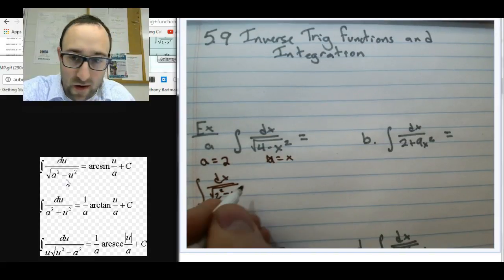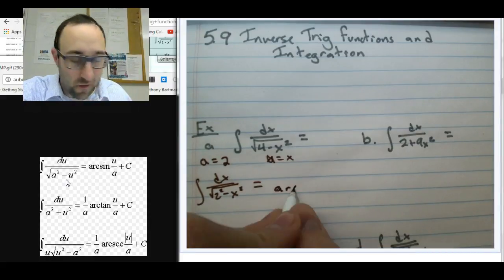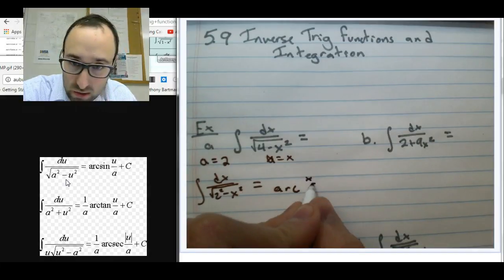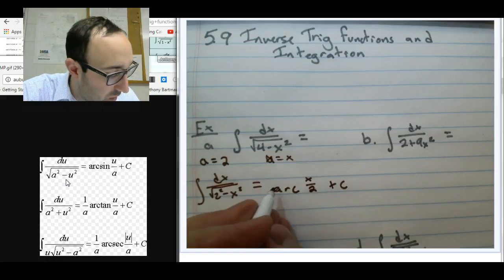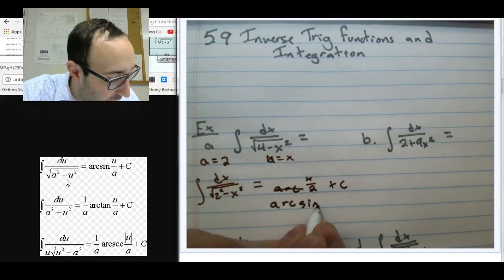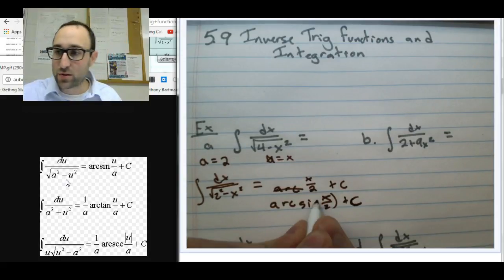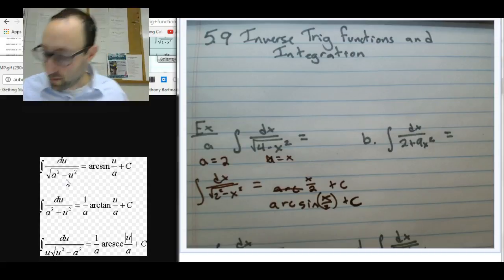Then I can say this is the same as arcsine of u over a. Our u is just x, and a is 2, plus c. So it should be, oh, I didn't really write this right. Arcsine of x over 2, plus c. And the x over 2 should be in parentheses, I guess, but it's not necessary.